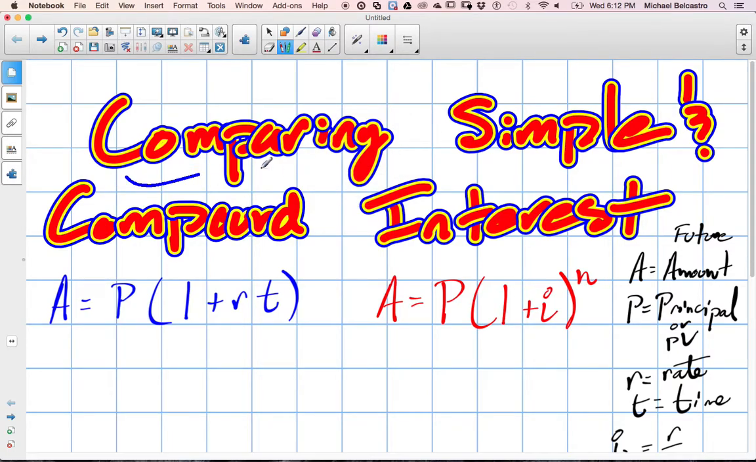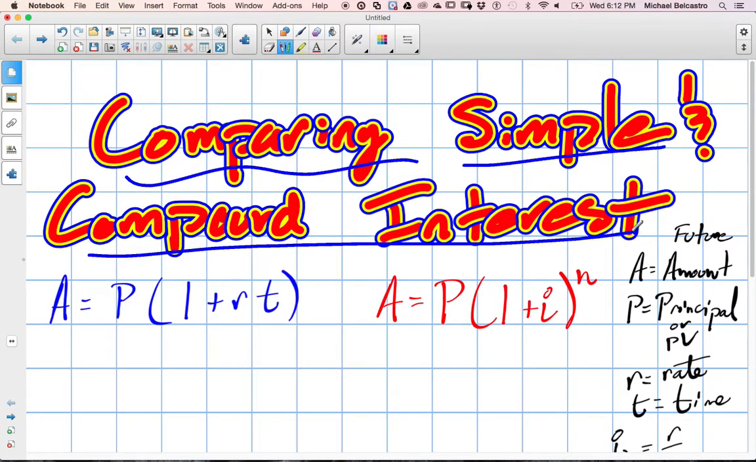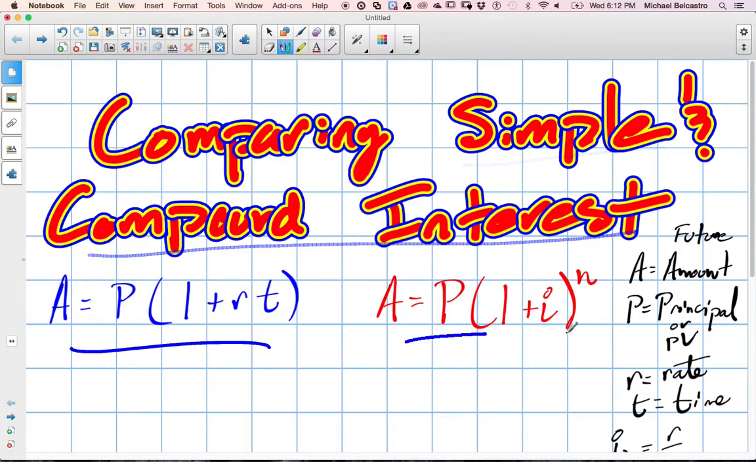We're going to compare simple and compound interest. Technically, within both of them there is an expectation of a future and a present value. These two formulas solve mostly everything you're going to do with both of them. We'll compare and see what the difference is.